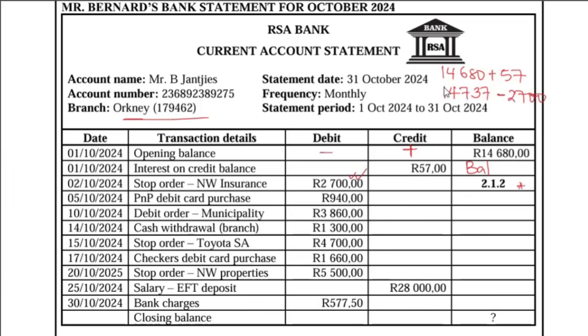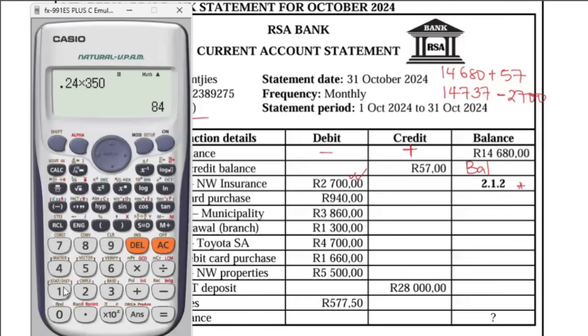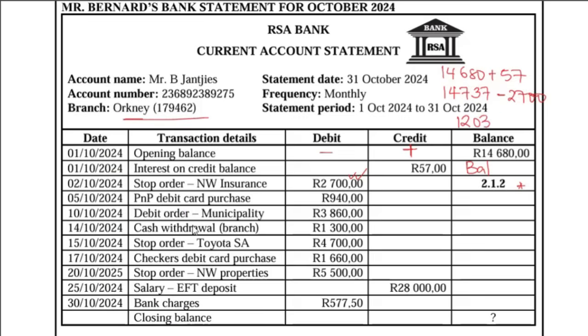So when we subtract that, let's subtract and we see 14,737 minus 2,700. This equals 12,037 rands. So the balance, the question number 2.1.2, it's this one here. This is the answer. Okay.